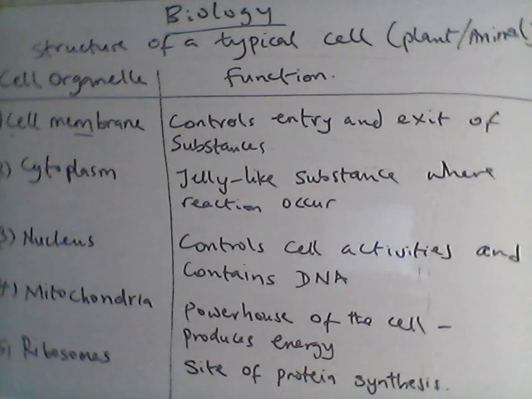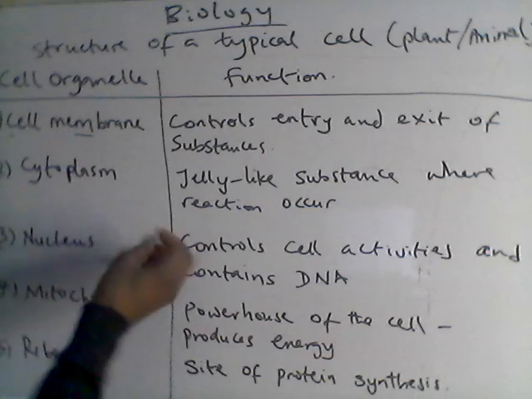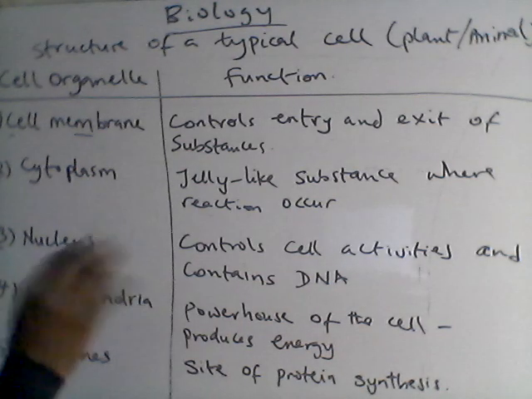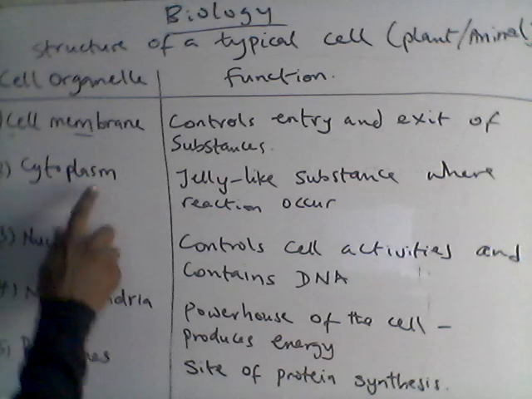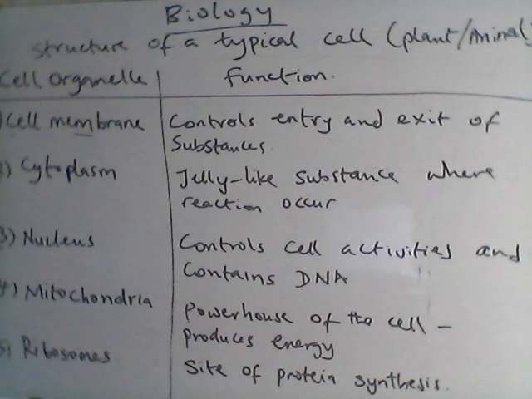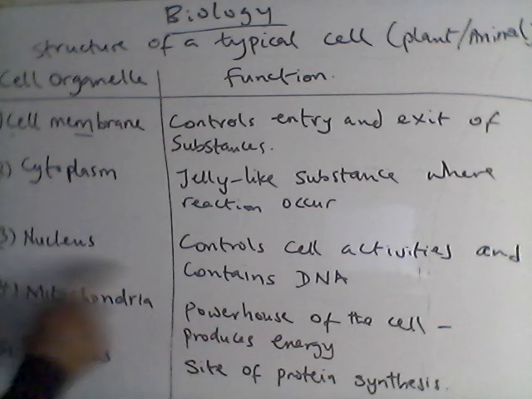The next organelle of the cell is the cytoplasm. The cytoplasm is like the jelly-like substance where reactions occur. So it's just a part of the cell. Cytoplasm is a jelly-like substance where reactions occur. Now the nucleus is the central part of the cell, where the heartbeat of the cell is, where the DNA of the cell is.